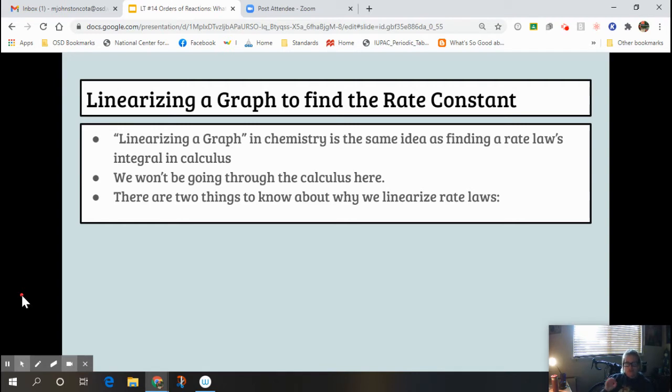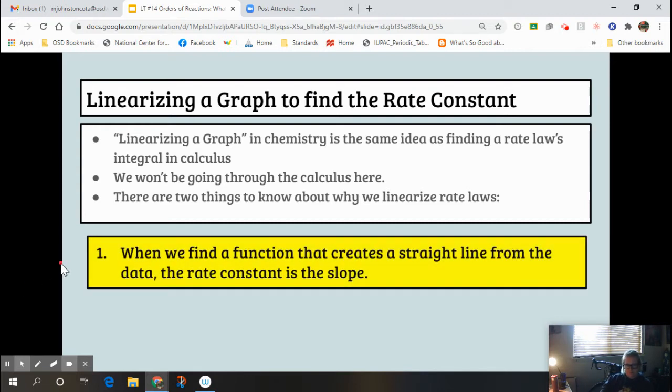And there's two things to know about why we linearize rate laws. One, when we find a function that creates the straight line from the data, the rate constant is the slope. So if I can make my linear function, I can look at that function, read the slope, I got my rate constant. And that'll allow me to put it into the rate law.